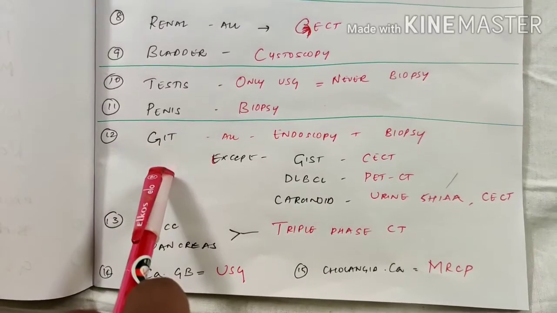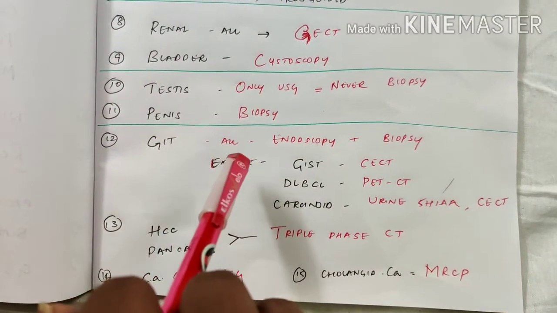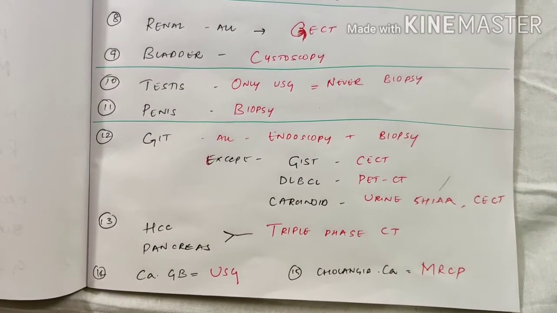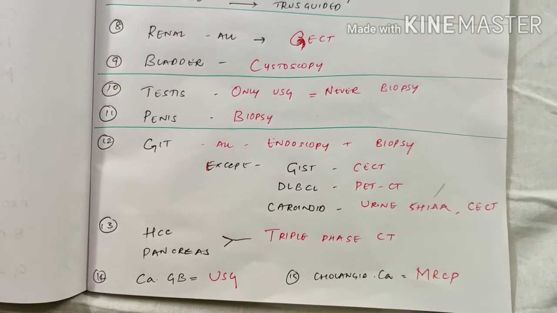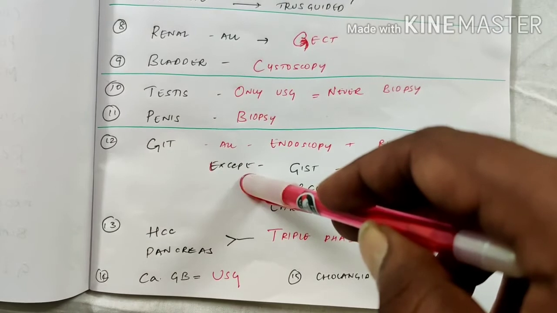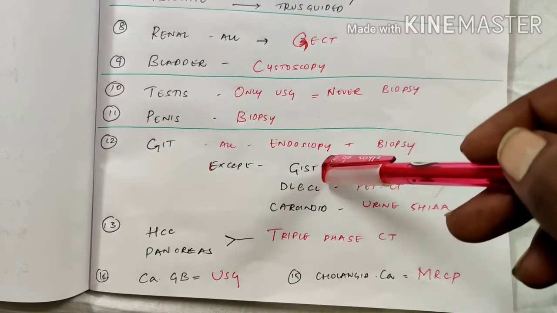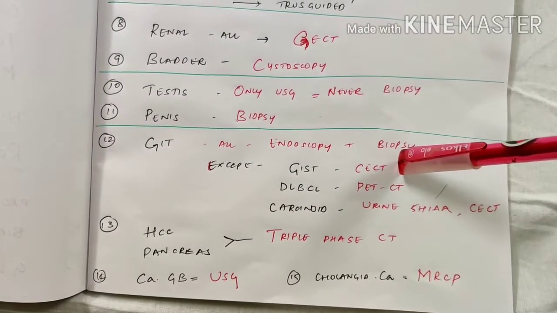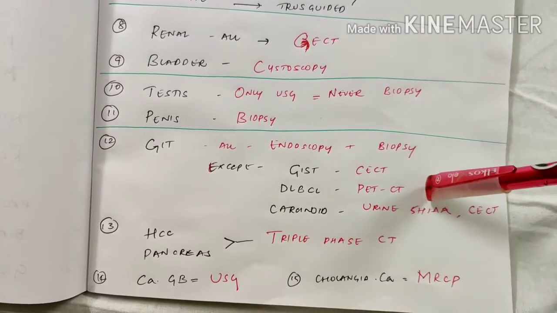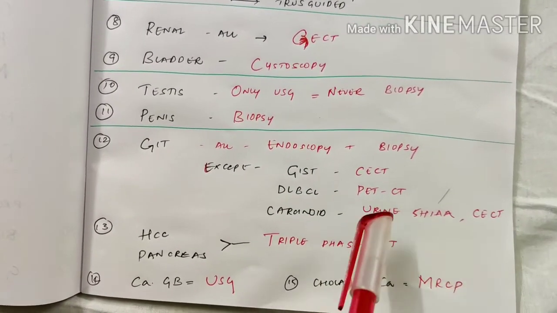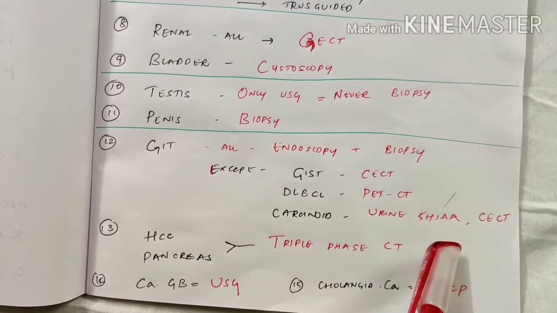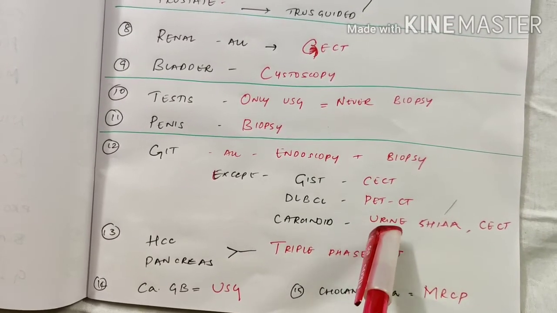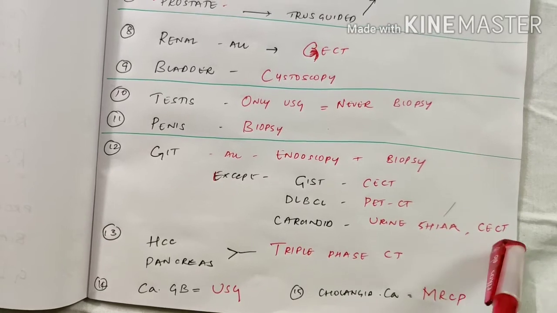Then comes the GI tract. All GI cancers, you go for endoscopy and biopsy. It's so common. You put a tube inside, you take a biopsy of it, and you examine. Except GIST, DLBCL, and carcinoid syndrome. In GIST, you go for CECT. In DLBCL, you go for PET-CT. In carcinoid, you go for urine 5-HIAA amount. Urine 5-HIAA, you will calculate. To localize the carcinoid, you go for CECT.